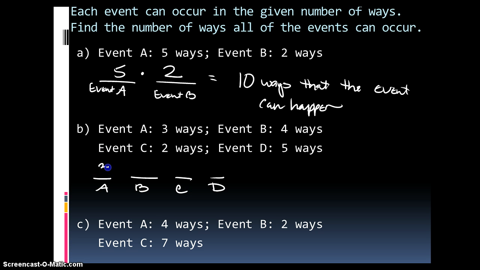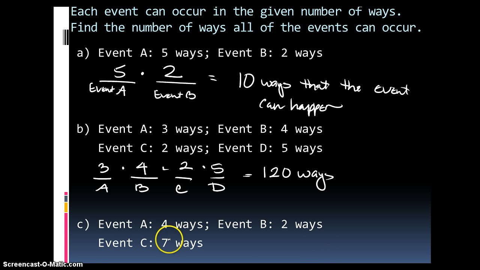So for event A, there are 3 ways, event B, 4 ways, event C 2 ways, and event D 5 ways. So when we multiply all of these different ways together, and you can check me on your calculator if you don't believe me, there should be 120 ways that those 4 different events can happen. Looks too easy? It's not.